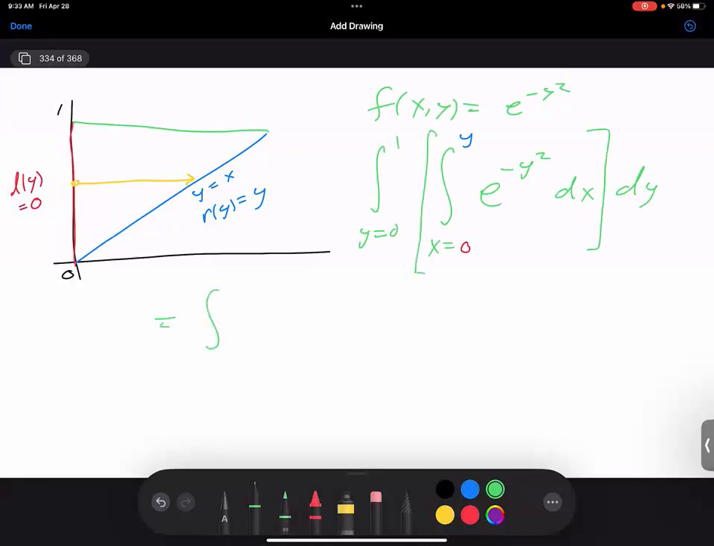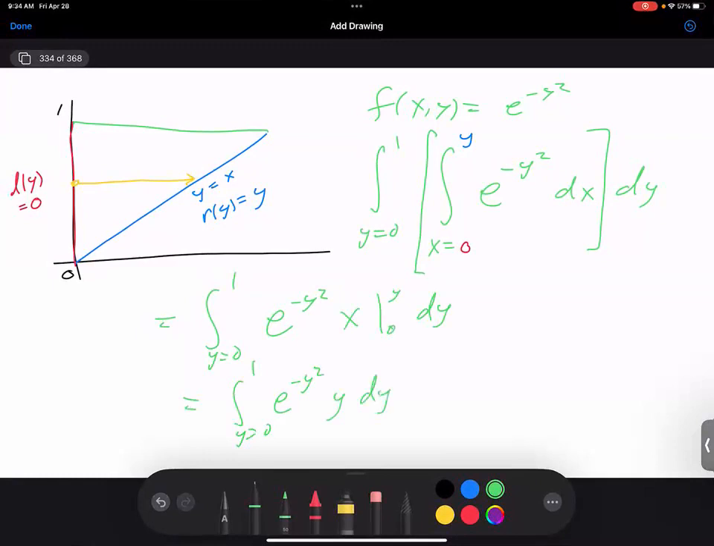Okay. Now I've chosen this function to be very nice. When I integrate e to the negative y squared with respect to x, that's just e to the negative y squared times x. I'll do it slow. I get just x, evaluated from 0 to y, dy. And it's now just the integral y goes from 0 to 1, e to the negative y squared y dy.